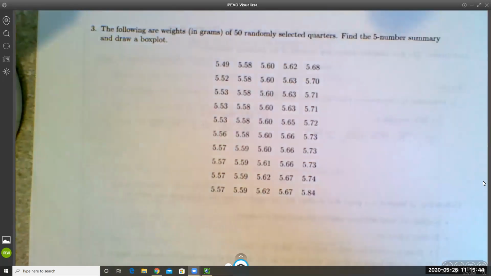So here we go. It says the following are weights in grams of 50 randomly selected quarters. You'd expect quarters to be all pretty much the same weight, but I guess there is some variability when they come off the mint, right? But anyway, it says find the 5-number summary and draw a box plot.